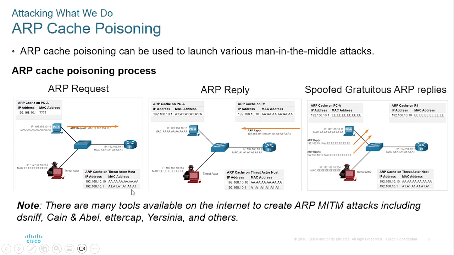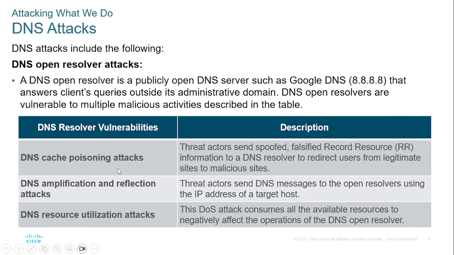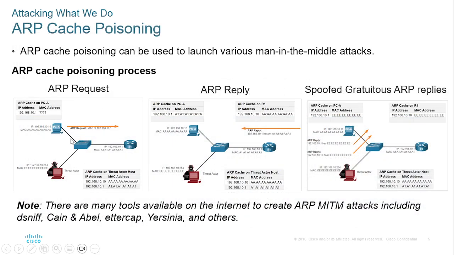We see that the ARP cache on the threat actor's host has the correct pairing of the IP address and the MAC address of PC A, and then it also has the correct pairing of the router. So it knows both.